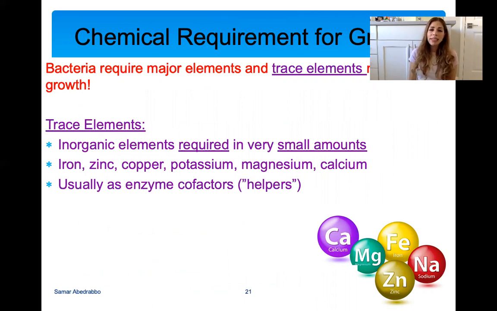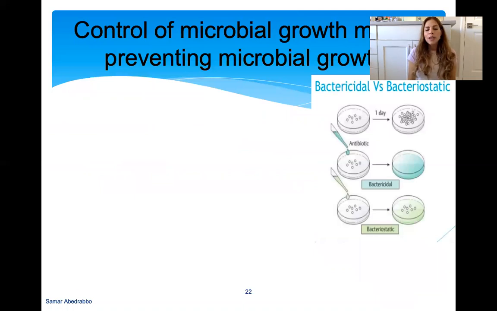But one reason we need these trace elements in very small amounts for bacteria to grow or humans to grow is because a lot of times they function to help enzymes. So we call them enzyme cofactors. And remember that all cells would not function without enzymes. So they're very important.